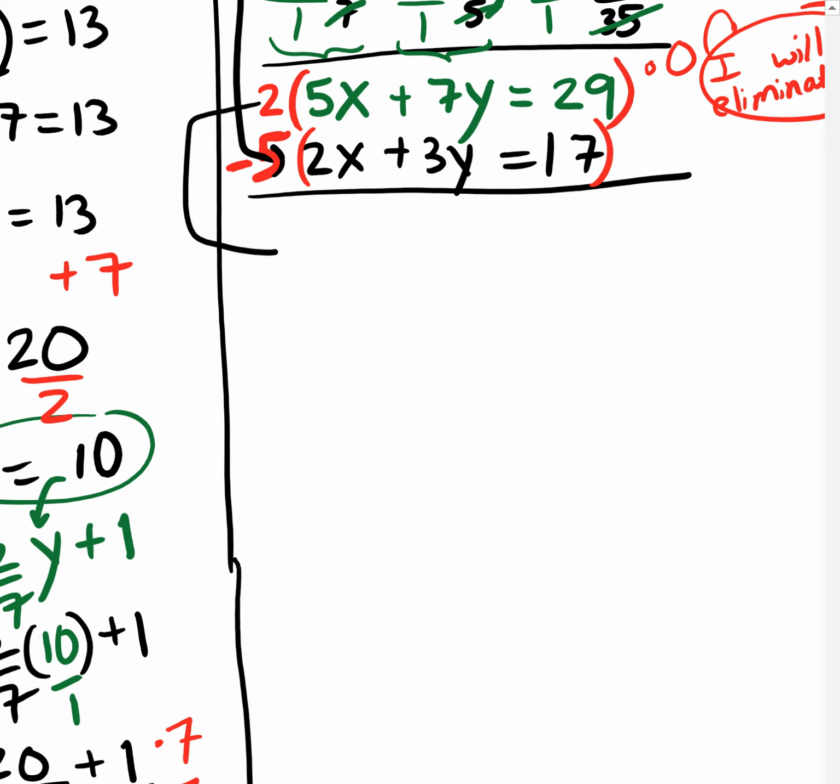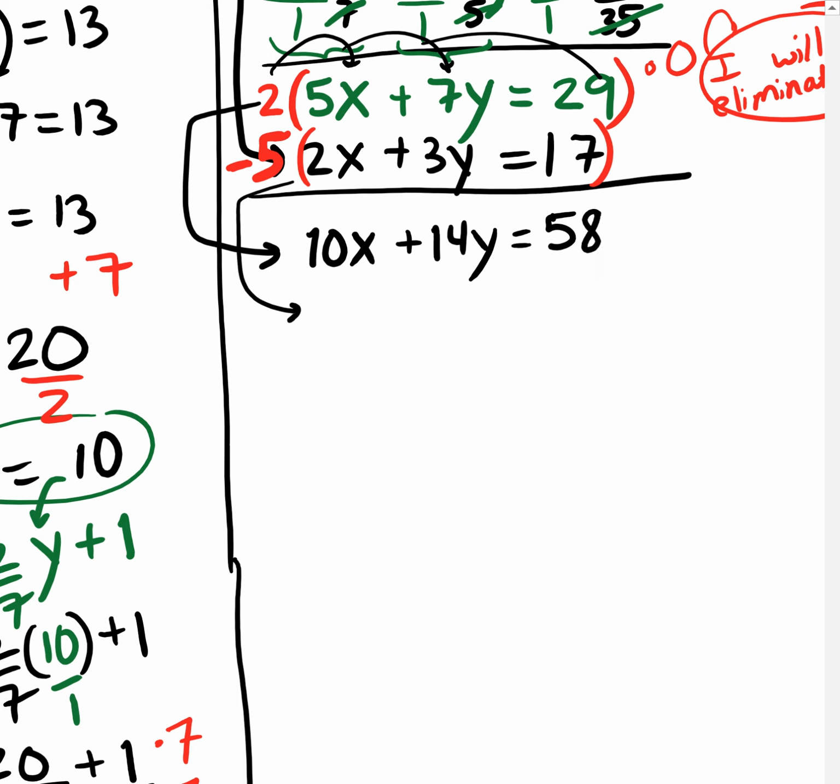Let me distribute the 2 in the top one. 2 times 5x makes 10x, which is what I was trying to do. 2 times 7y makes 14y. 2 times 29 makes 58. Alright, and the bottom equation, I'm multiplying everybody by negative 5. Negative 5 times 2x is negative 10x. Negative 5 times 3y is negative 15y. Negative 5 times 17 is negative 85. Yeah, 85.